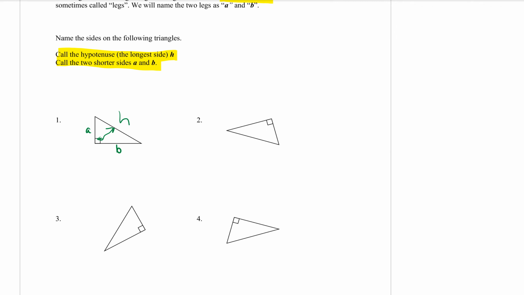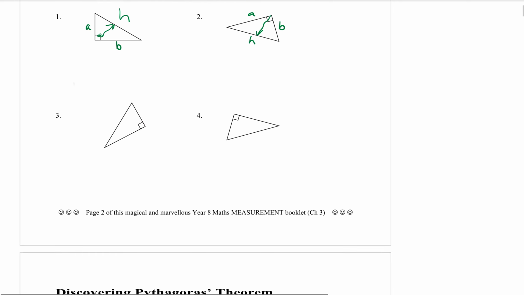So let's practice that again. Right angle is here, so straight across, that one is going to be the hypotenuse. Do we draw the arrow? No. That's just so you can see what I'm doing. You don't need to draw that arrow. The A and the B, the two shorter ones, you can switch them around if you want to. One's A, one's B. Okay, have a try of 3 and 4. See if you can do them. Label the hypotenuse and the A and the B.